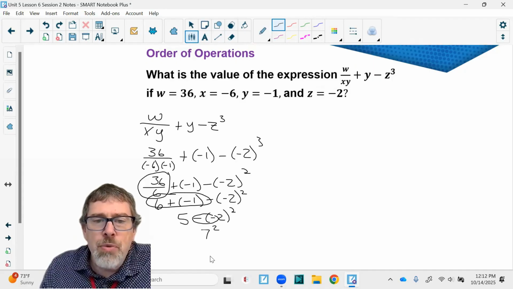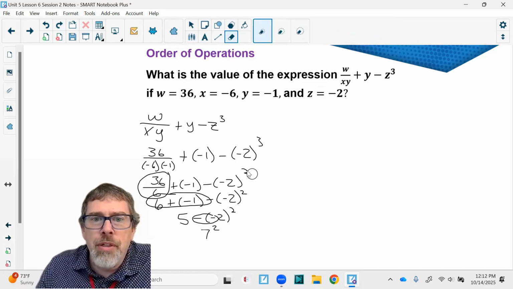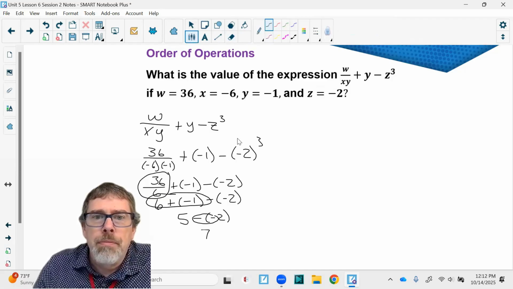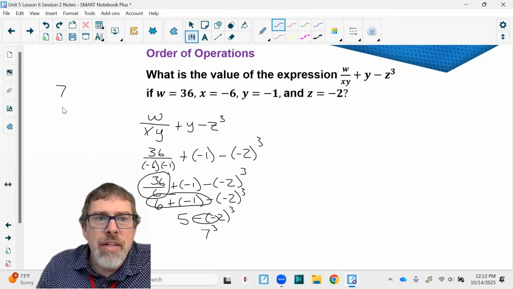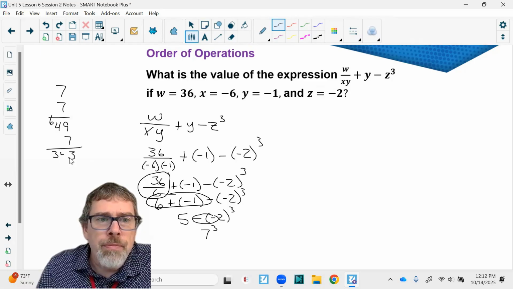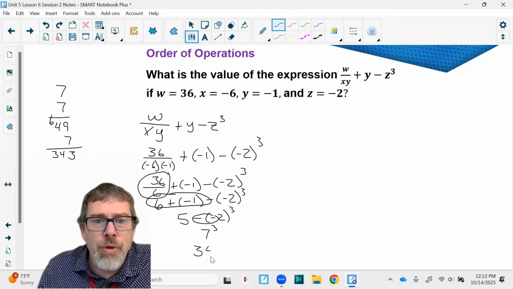And then we have this squared, or not squared, that's to the third power. I dropped it from 3 to 2. That should be a 3. Sorry about that. This is cubed. This is still cubed. And 7 times 7 is 49. And then multiply that by 7 is 343.